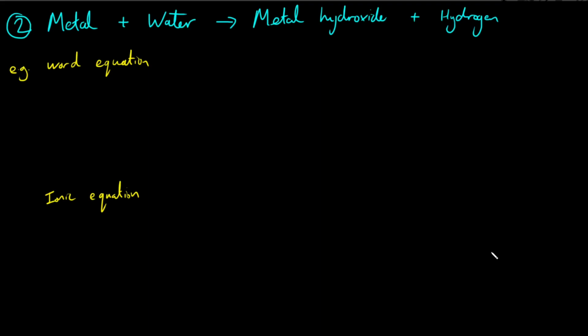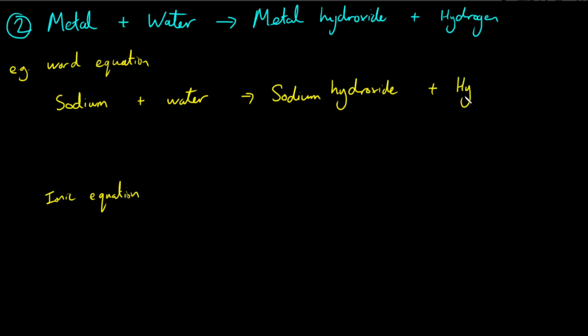Okay, now let's look at our second reaction of metals. We've looked at a metal plus oxygen to give us metal oxide. Now we're looking at a metal plus water, and that forms a metal hydroxide and hydrogen gas. Let's take the metal, sodium. Let's do sodium. I'm going to react that with water, and I will produce the metal hydroxide, sodium hydroxide, and I will also produce hydrogen gas.